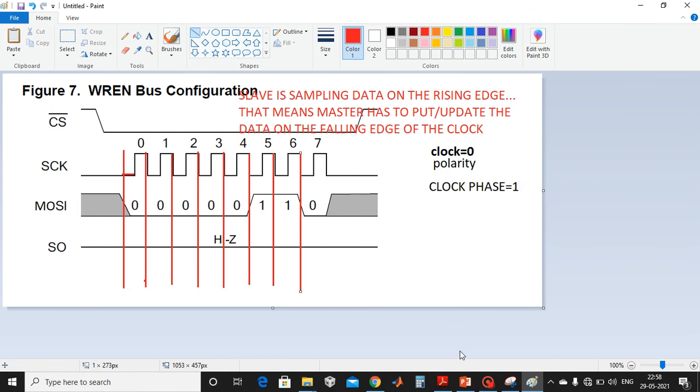That means this memory chip does not support SPI mode 0. This memory chip supports SPI mode 1. I hope this is clear to you. We can go through 2-3 more timing diagrams so that you can have a better clarity regarding the timing diagram.